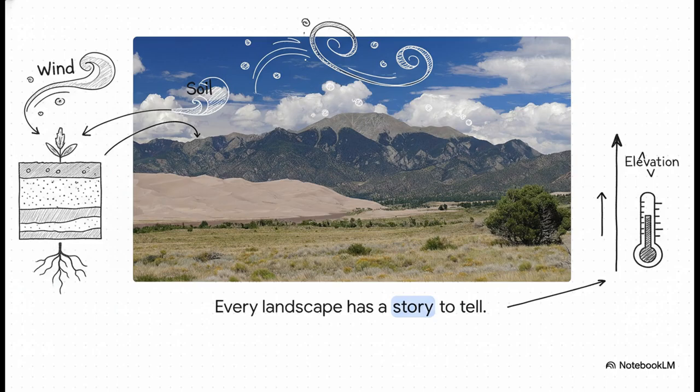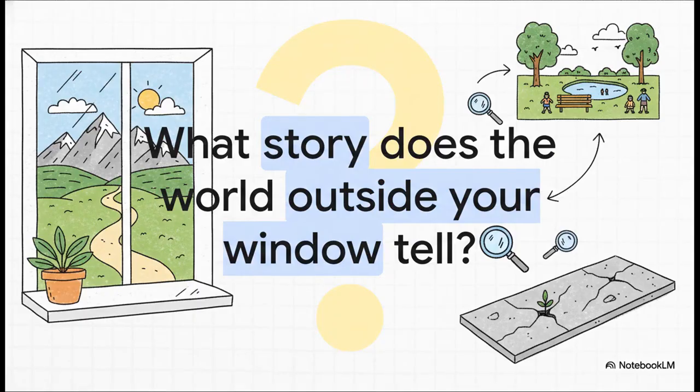You don't just see shapes and colors anymore. You see the invisible forces, the why that shaped every single thing you're looking at. And that's the real takeaway here. This skill isn't just for epic mountain scenes. It works everywhere. So the next time you look outside your window, or at a park, or even at a crack in the sidewalk where a weed is growing, ask yourself, what story is this landscape telling me?